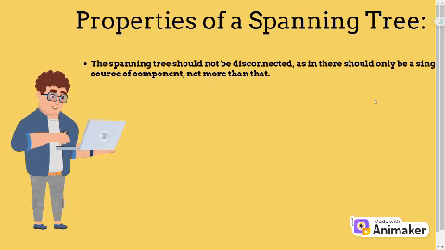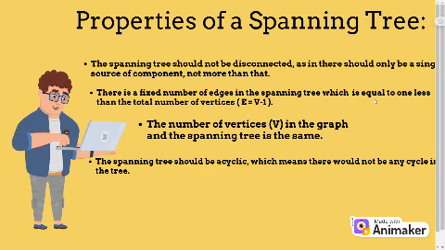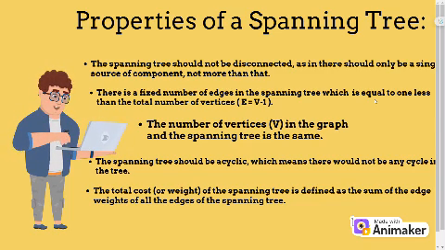First one. The spanning tree should not be disconnected, as in there should only be a single component, not more than that. Second one. There is a fixed number of edges in the spanning tree which is equal to 1 less than the total number of vertices, E equals V minus 1. Third one. The number of vertices, V, in the graph and the spanning tree is the same. Fourth one. The spanning tree should be acyclic, which means there would not be any cycle in the tree. And the last one. The total cost, or weight, of the spanning tree is defined as the sum of the edge weights of all the edges of the spanning tree.